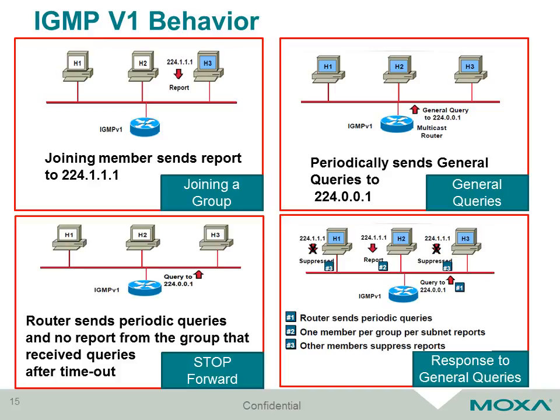Last diagram shows how the querier knows if the host still exists or not. Basically, the querier will periodically send a query message to the host, and if the querier does not receive a report after timeout, it will stop forwarding to that group.